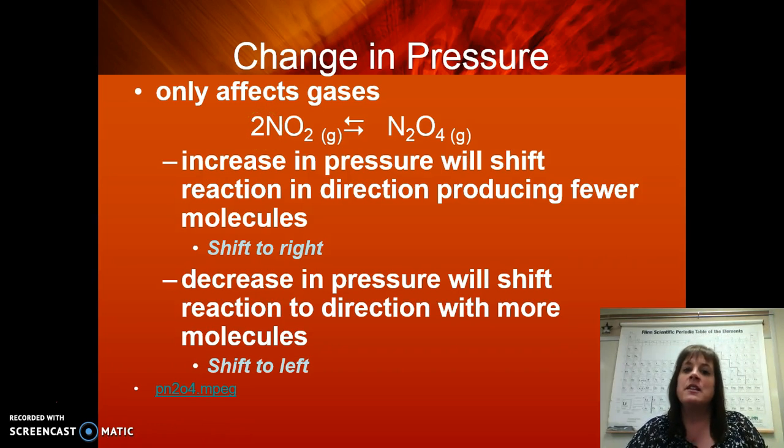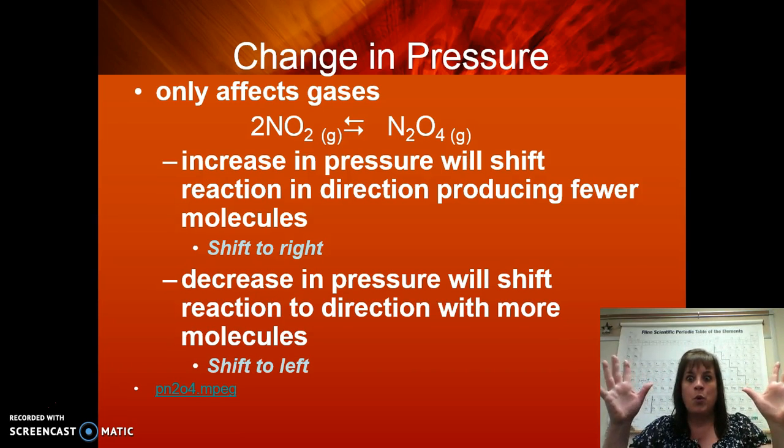So when you are doing these changes, look at the change. For pressure, actually count the molecules on each side of the reaction. Whichever side has more molecules, that's the side it's going to shift to if we decrease pressure, because we want more molecules for more collisions. But if I increase the pressure, it wants to get rid of those collisions. It wants to reduce the pressure, so it shifts in the direction of fewer molecules.